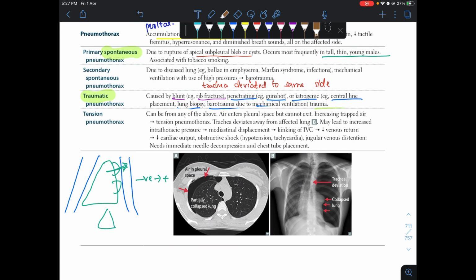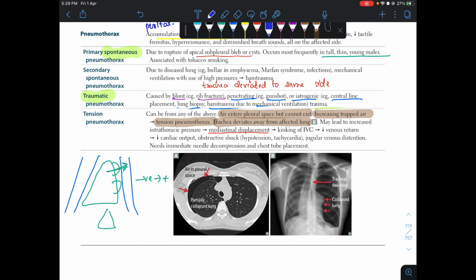See tension pneumothorax. Tension pneumothorax can be caused by spontaneous or traumatic pneumothorax. Here air can enter the pleural space but cannot exit, and due to increased air trapping, this leads to tension pneumothorax. And here the trachea will deviate away from the affected lung. This can be remembered by "keep the tension away", that is, in tension pneumothorax, the trachea deviates away from the affected lung, and this leads to increase in the intrathoracic pressure, and there will be mediastinal displacement.